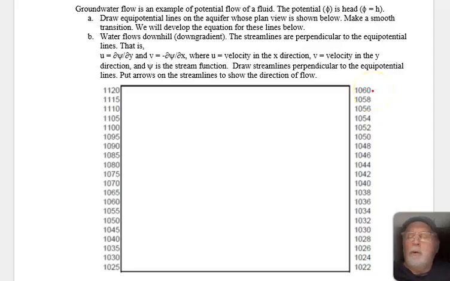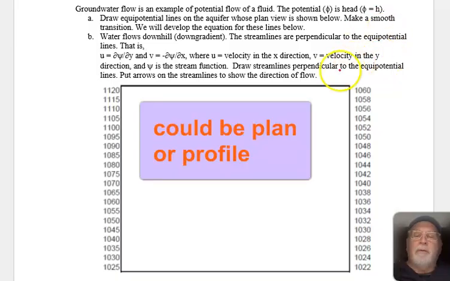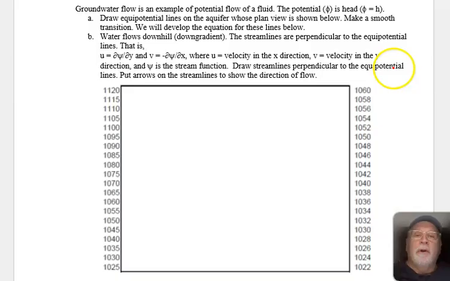For potential flow, for groundwater, we want to draw the equipotential lines, which I just said was the same as the topo lines. So we'll do a little example here. I have an aquifer, a two-dimensional aquifer, and I have the heads along two sides there. And we will draw equipotential, same potential lines, and make a smooth transition. And then a little bit later we'll develop the equations for that. As you experienced, my drawing is pretty bad, but I'll make an attempt at it.